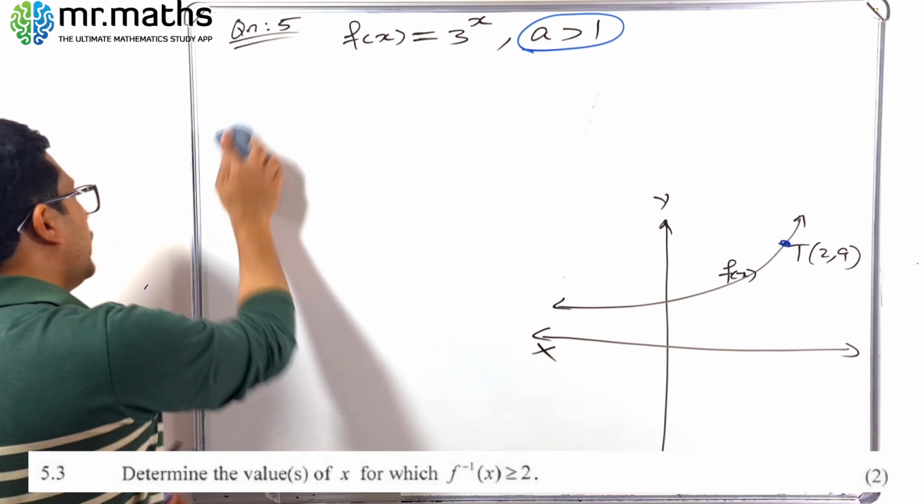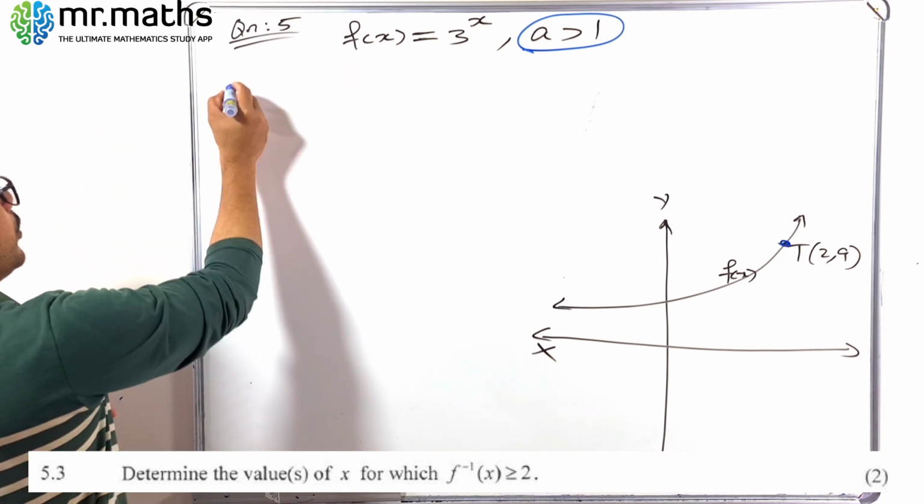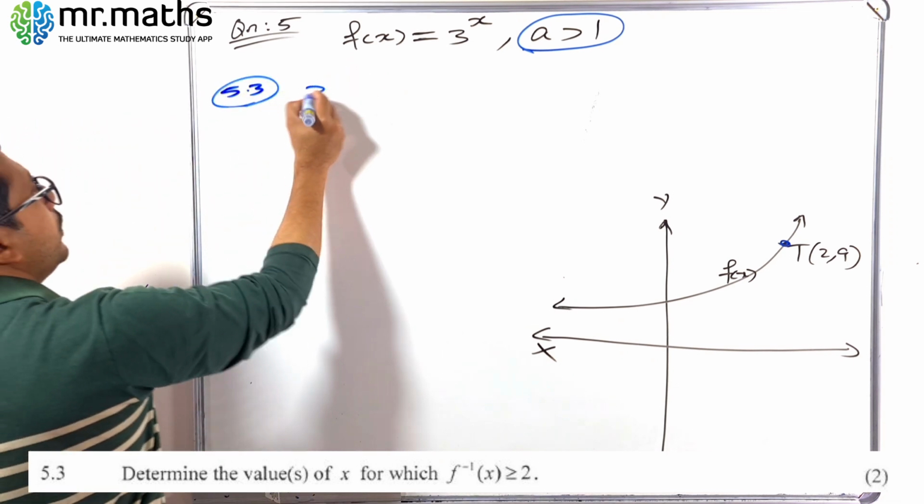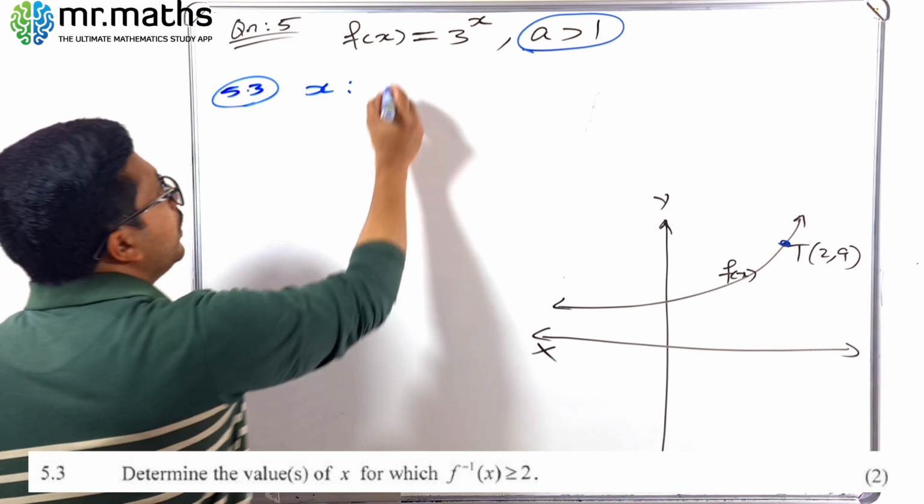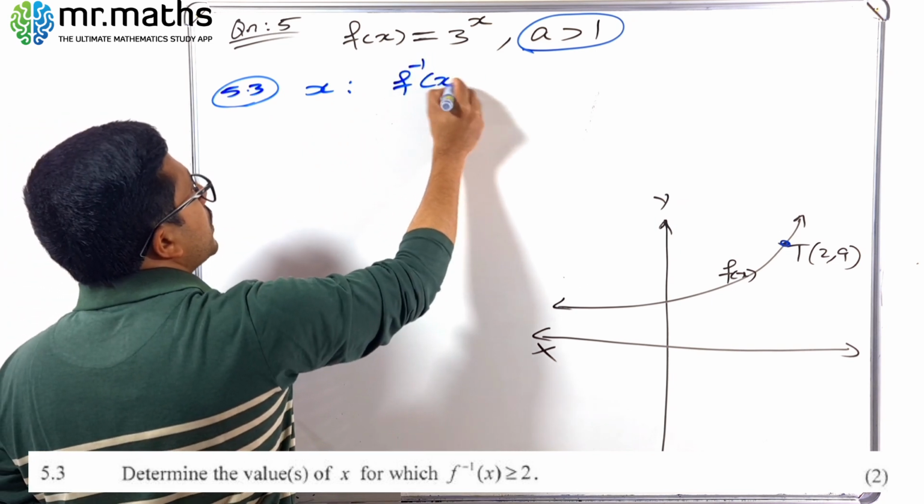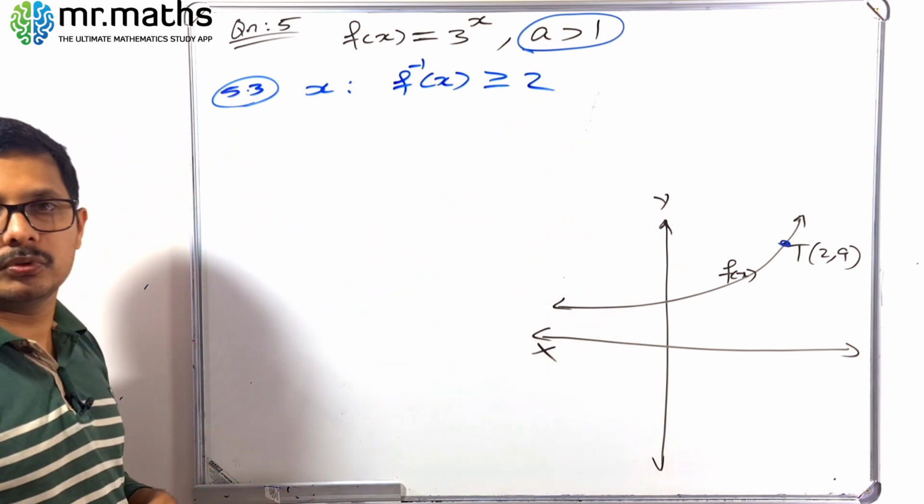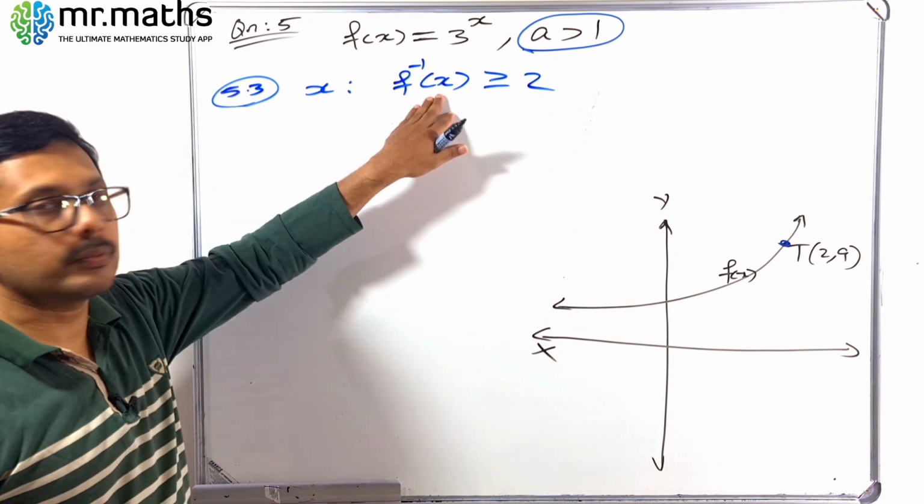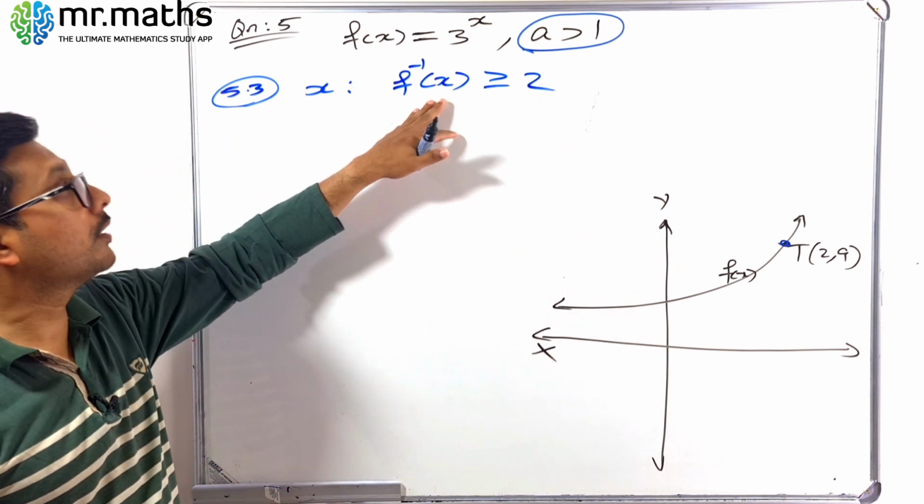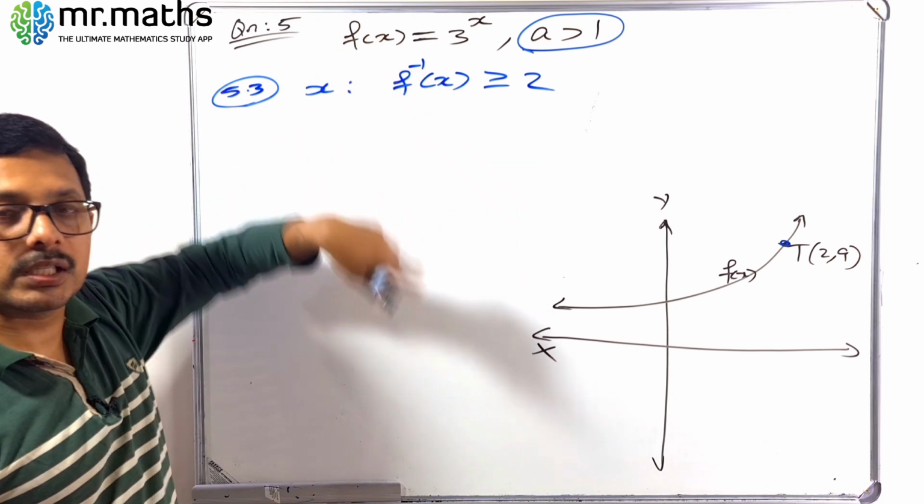Question number 5.3. You have to find the value of x where f inverse of x is greater than or equal to 2. f inverse of x means the inverse of f of x. This is f of x. What is f inverse of x?